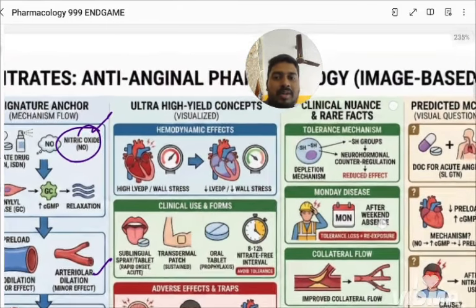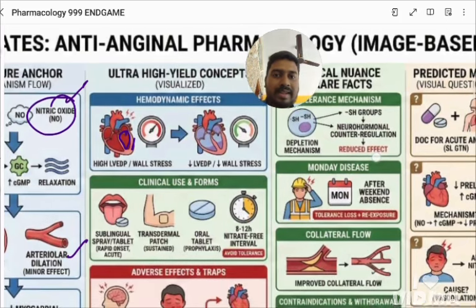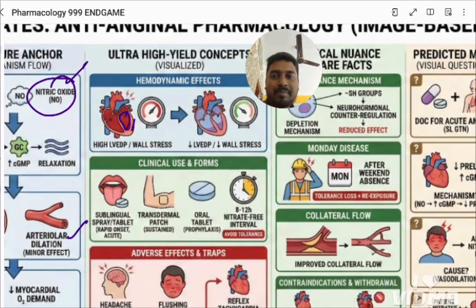Okay, so what are the hemodynamic effects? See here, when there is a lot of blood coming into the heart, we need to decrease preload. High left ventricular end diastolic pressure and wall stress is common and dangerous in a failing heart. So what we do is we decrease the left ventricular end diastolic pressure, and we also decrease the wall stress on the ventricles. That's why the heart can pump better.